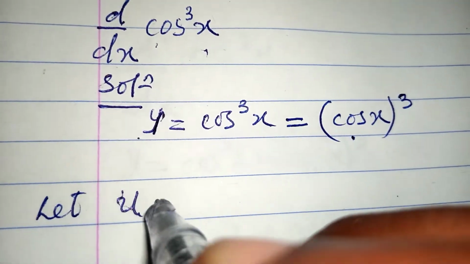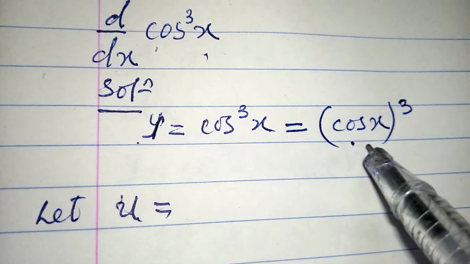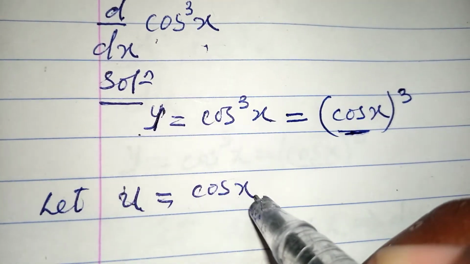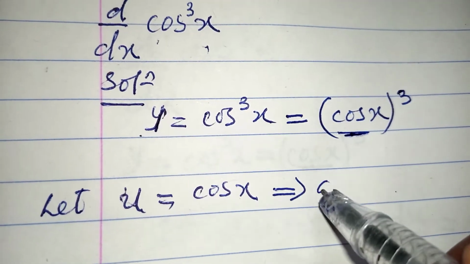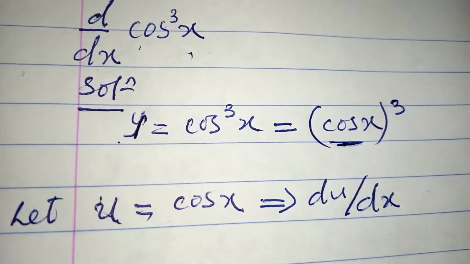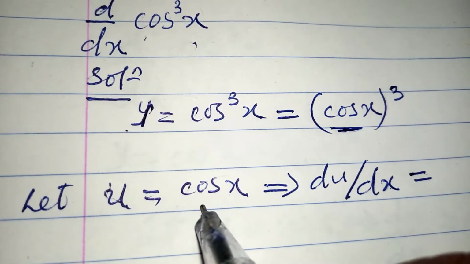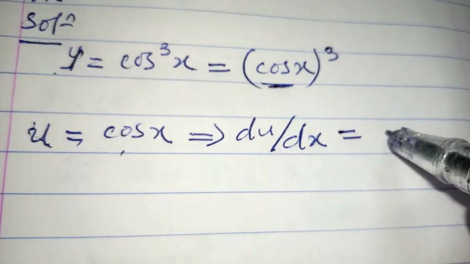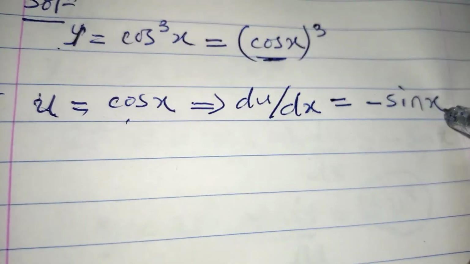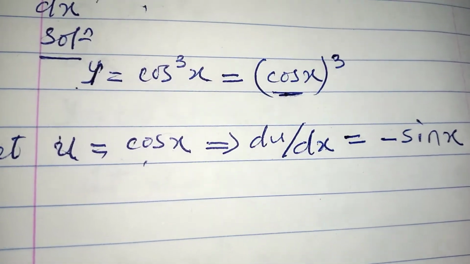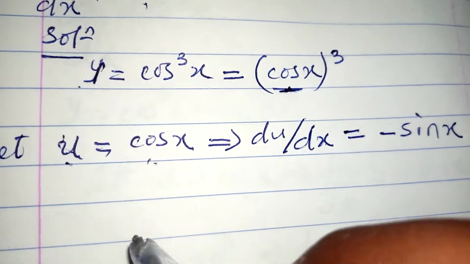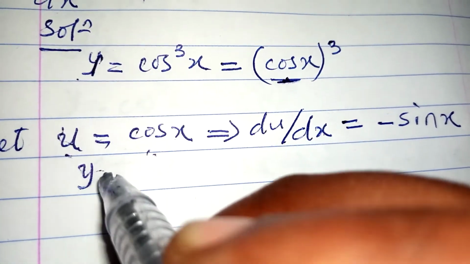Let u be equal to this inner portion here. Let u be equal to cos x, which implies that du by dx is simply, when I differentiate cos x, I simply get negative sine x. Beautiful.